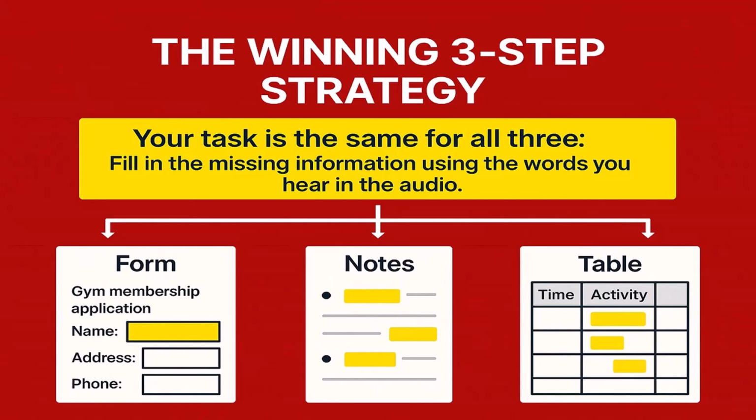Step 1 is all about prediction. Before each section, you get about 30 seconds of silence. Do not waste it. First, quickly read the title of the form or notes. This tells you the context of the conversation. Next, and most importantly, scan the gaps and predict what kind of information you need. If the gap is next to the word name, you know you're listening for a name. If it's next to contact number, you're listening for a phone number. If the sentence is reason for visit to CV, you know you're listening for a noun. This simple act of prediction prepares your brain and makes your listening much more active and focused.